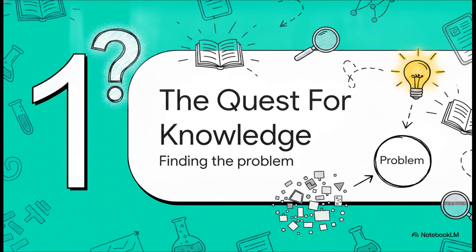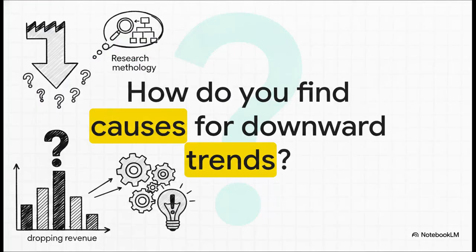Section 1. The quest for knowledge. Finding the right problem to solve. To really get this, put yourself in the shoes of Sue Taylor. She's the director of global industrial sales. Now, Sue has a rock-solid, incredibly stable base of 1,500 customers, but there's a huge red flag. They are buying less and less every single year.